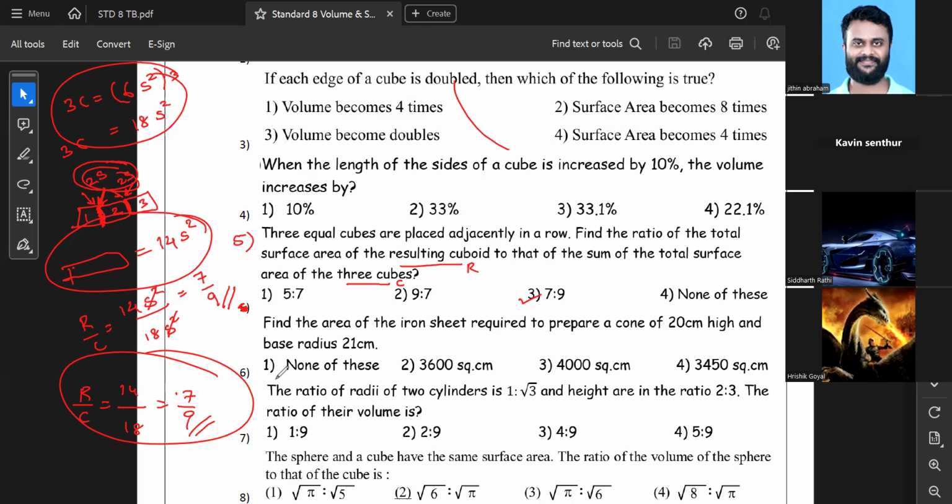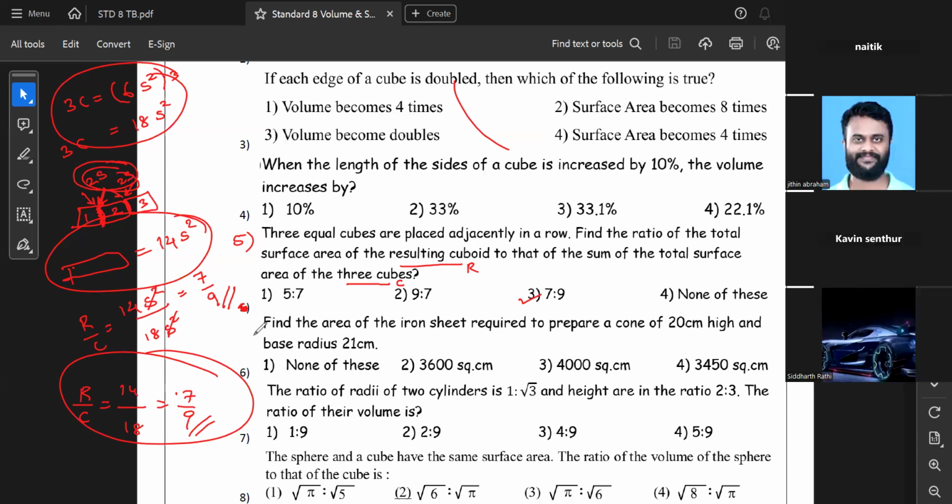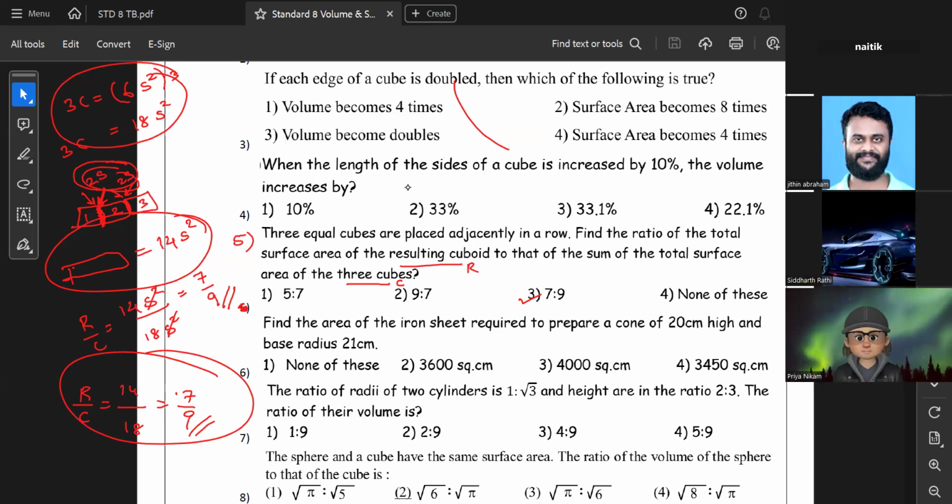Hmm. Next. Naitik, tell me. Sir, can you hear me? Now it's very clear. Tell me. Matlab, much better. Not very clear, but much better.